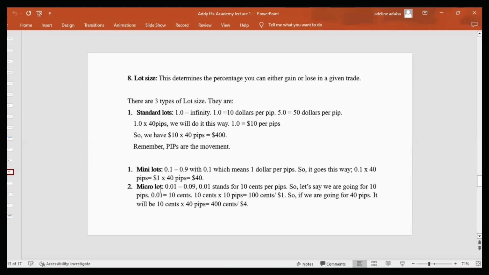Then you have the micro lots, which is 0.01 to 0.09. And 0.01 stands for 10 cents per pip. So let's say you are going for 10 pips. 0.01, which is 10 cents, times 10 pips will give you at least 100 cents, or $1. So if you are going for 40 pips, it means you are looking at making $4 per trade, depending on your account size and the number of positions you open, which will be taught later.